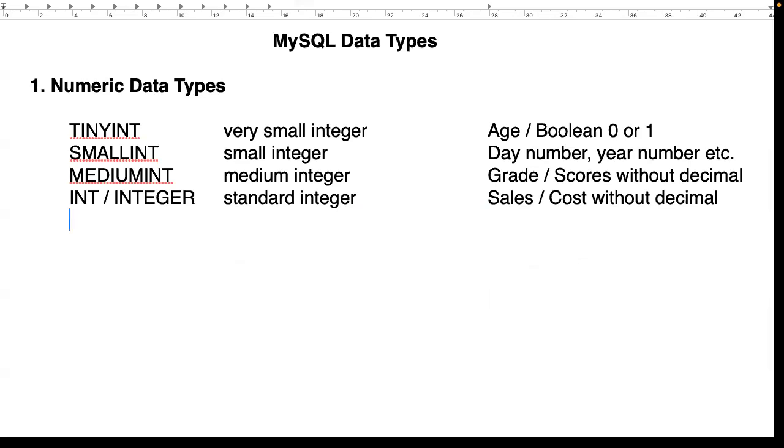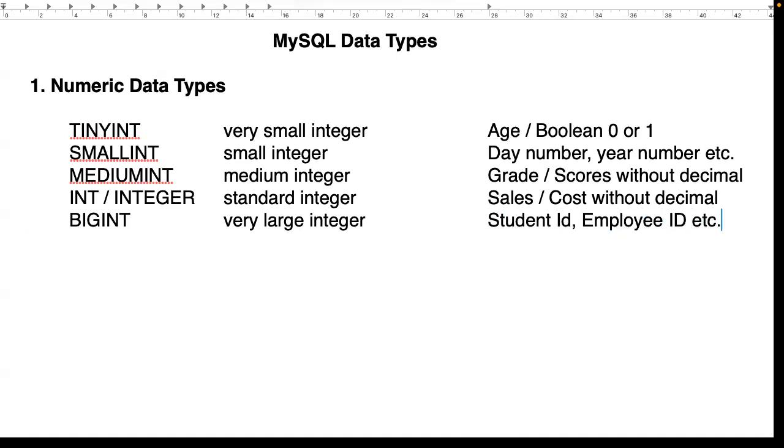In the number types, what else do you have? Big integer. You saw this in JavaScript also, na? So a very large integer, right? Suppose student ID, employee ID, some large integers you can store using big int, large numbers.